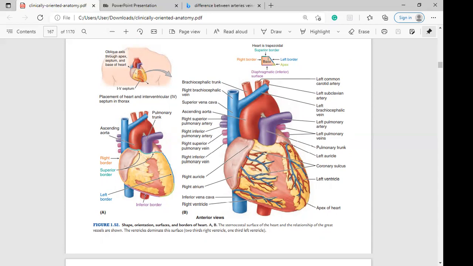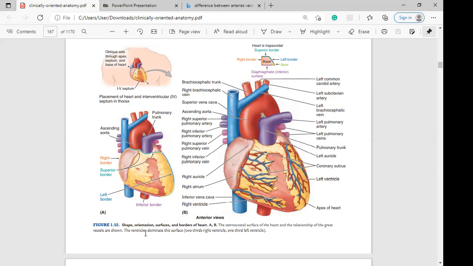Okay, so the heart also has borders: a superior border, a right border, a left border, and a diaphragmatic surface. So the superior border of the heart, the upper part of the heart, then you have the right border of the heart on this side, you have the left border of the heart on this side, and then you have a diaphragmatic surface under here, because the heart is sitting on top of the diaphragm.